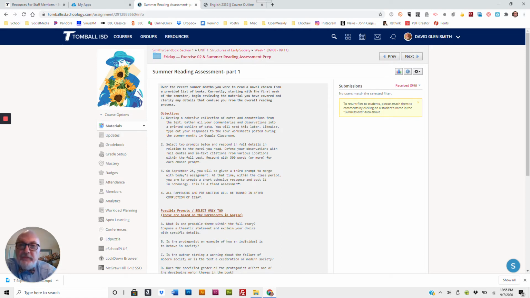Your objectives. 1. You will develop a cohesive collection of notes and annotations from the text. Gather all your commentaries and observations into a printed outline of data. You will need this later. Likewise, type out your responses to the 4 worksheets posted during the summer months in Google Classroom.